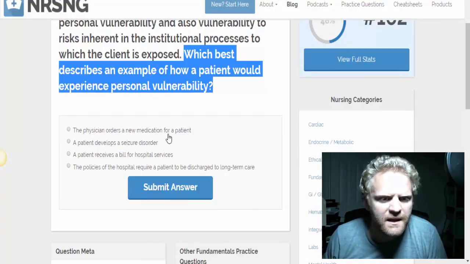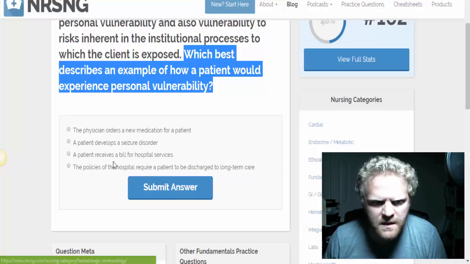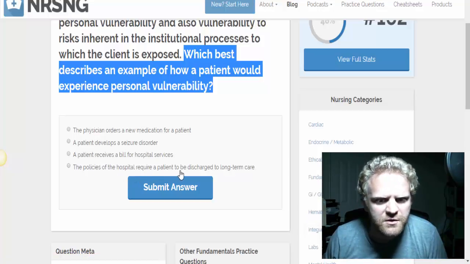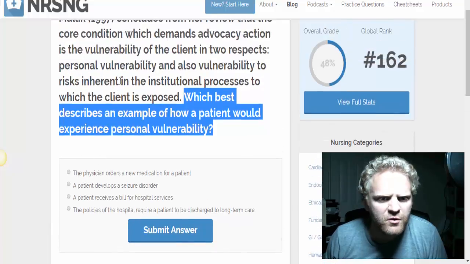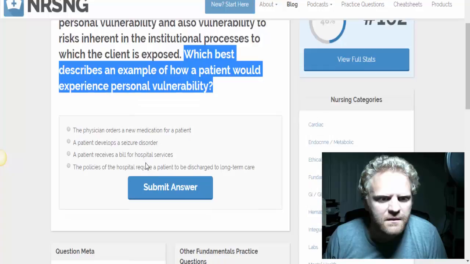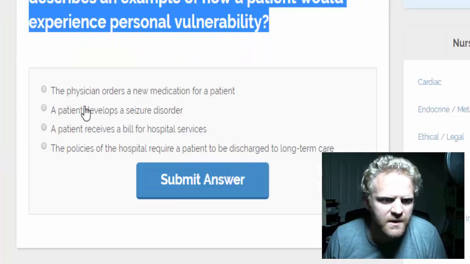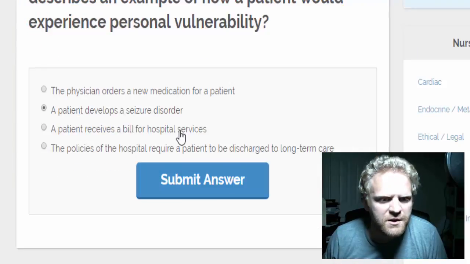The physician orders a new medication, a patient develops a seizure disorder, a patient receives a bill for hospital services, the policy of the hospital requires a patient to be discharged to long-term care. So the two types of vulnerability we're talking about here are personal vulnerability and vulnerability due to institutional processes. So if we look at here, the physician ordered something, the patient got a bill, and the patient's being discharged to long-term care. So let's click here, patient develops a seizure disorder.